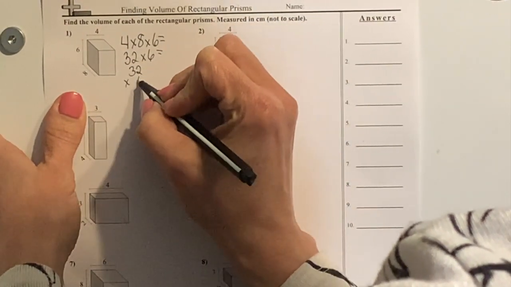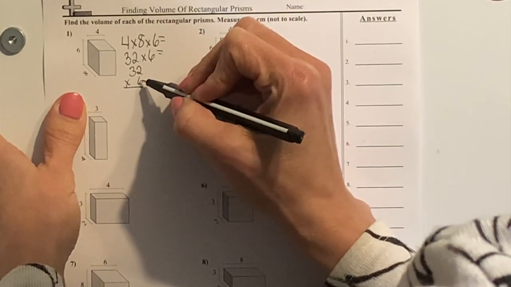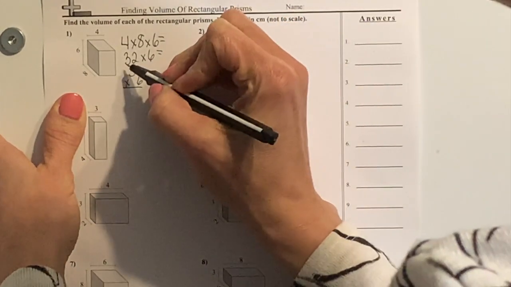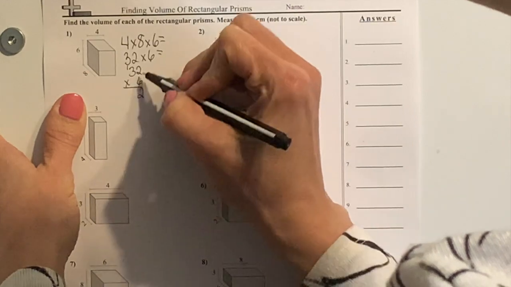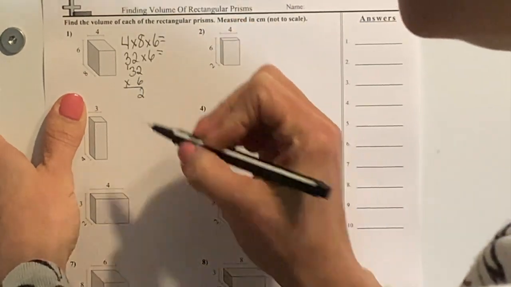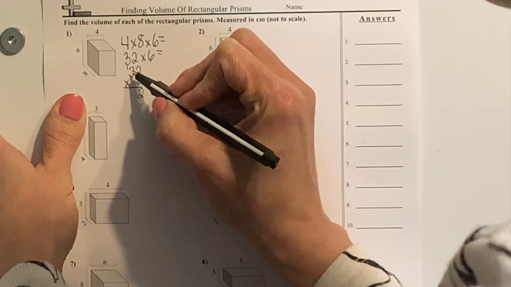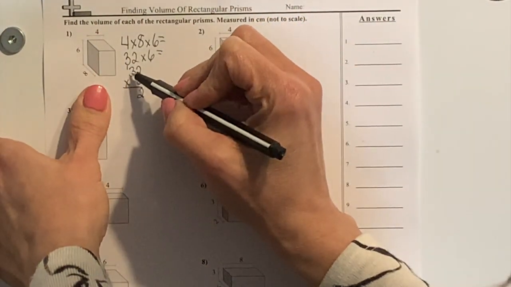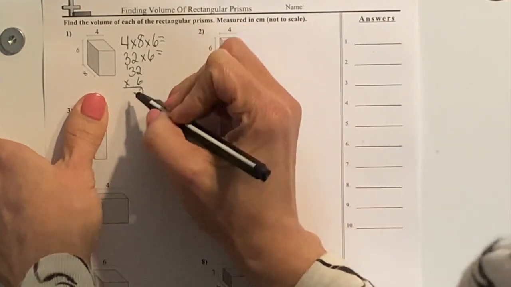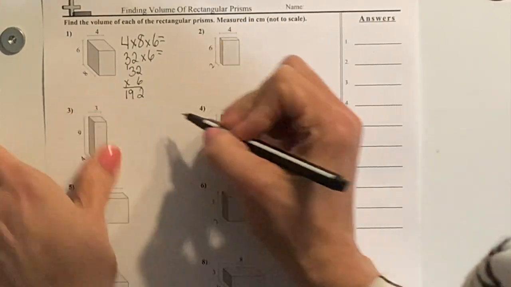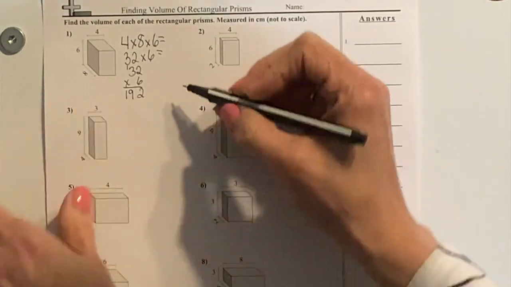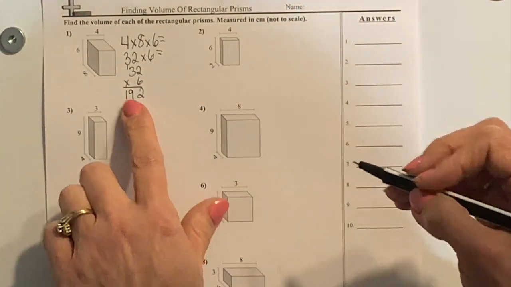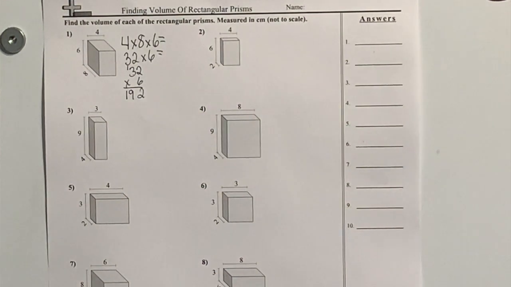32 times 6. I first of all have 6 times 2, which is 12. 6 times 3, and really this isn't 3. Remember we said that this is 6 times 30. And we know our multiples of 10. So we know that that's 180, and then 10 more, which is 190. And when we write it down here, we see that that is the 190. So I've got 192.